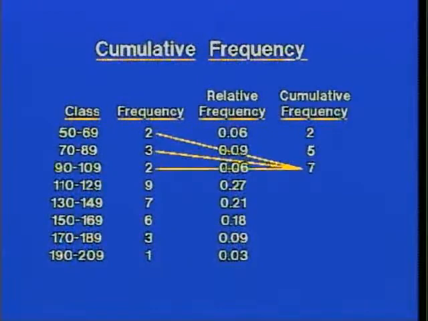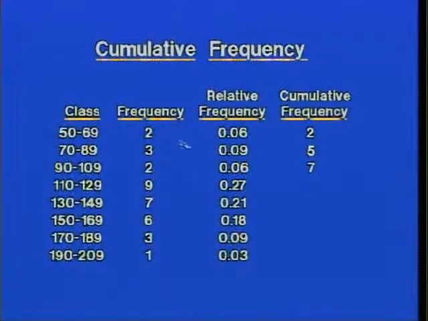For the next one, it would be the 7 that we just arrived at plus the very next one, which is 9. 7 and 9 would be 16 to give the next item. And we can continue like that all the way to the bottom of the chart. So here we have a list of the cumulative frequencies.